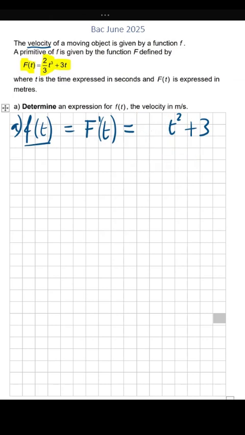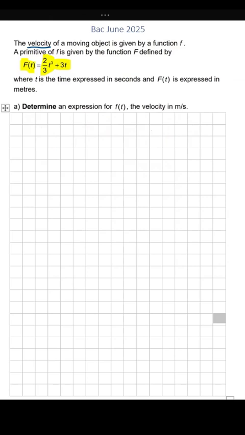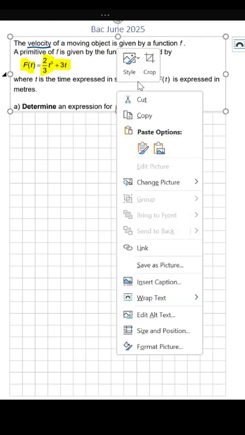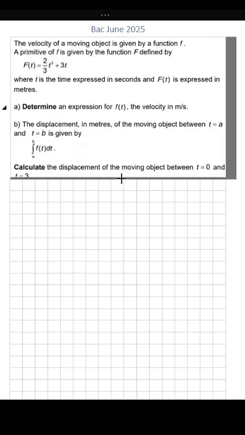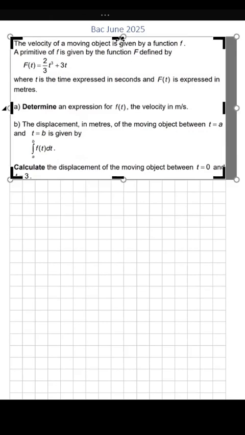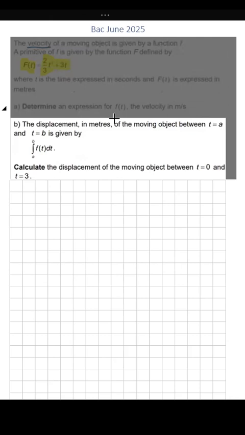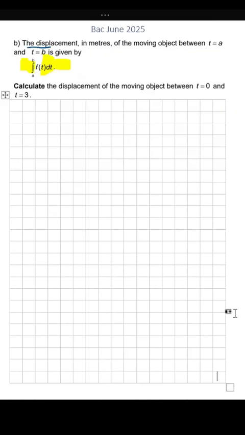Now, what I'm going to do at this stage is copy down my function. That's 2 over 3 t cubed plus 3t. We're just going to do a little bit of messing around here, because we need to get our part B out. I thought to get rid of most of part A because we don't really use it. Now, what did we say it was? Capital F of t was equal to 2 over 3 t cubed plus, what was it? 3t it was.